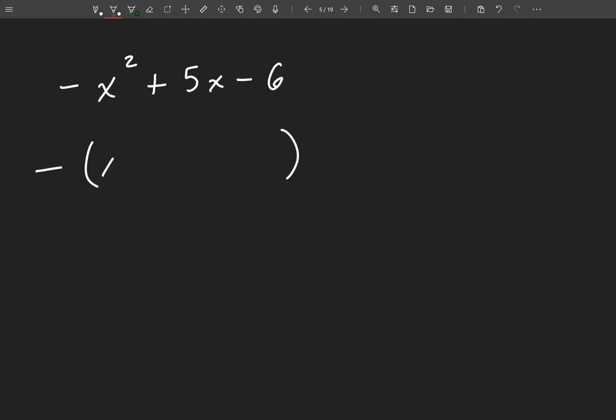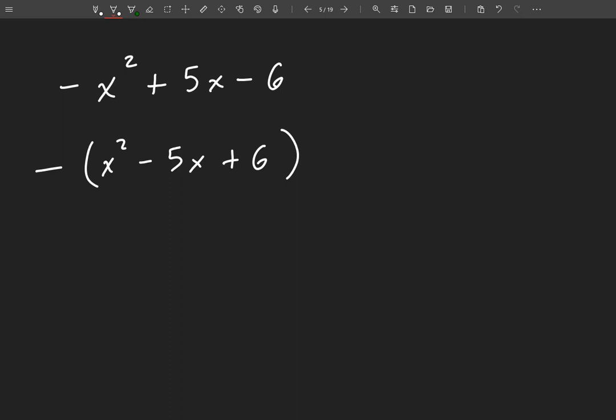So pull that negative out. You have x squared minus 5x and then plus 6. So what's really happening is I'm dividing everything by -1. But practically, functionally, all I'm doing is just sticking the negative out front and then changing all the signs, right? That's what is practically happening.